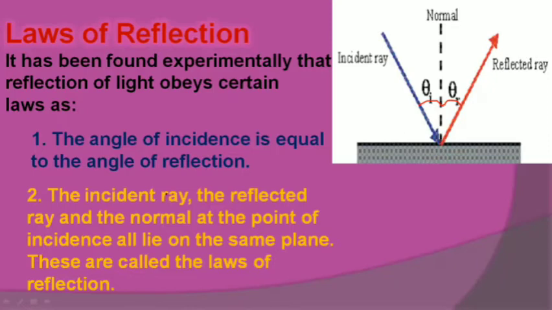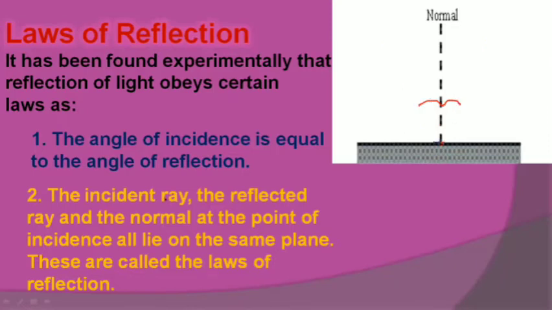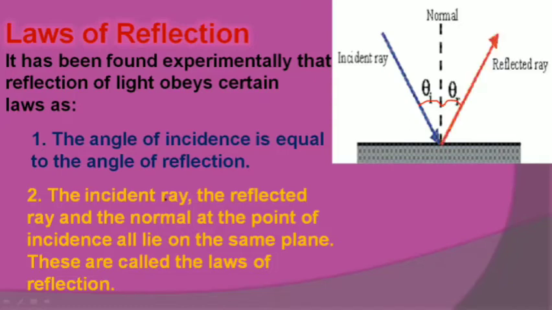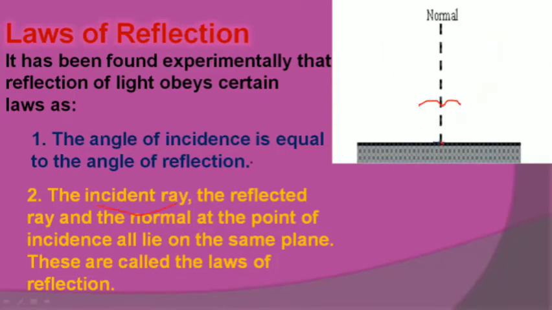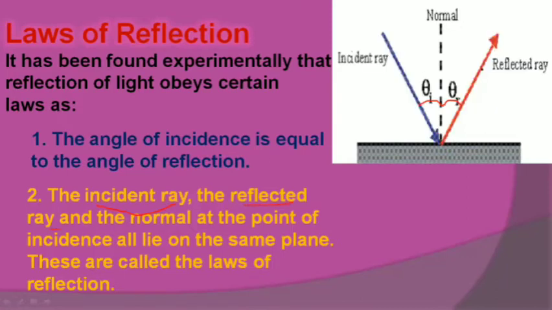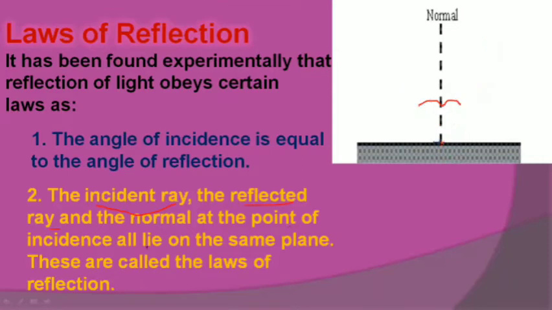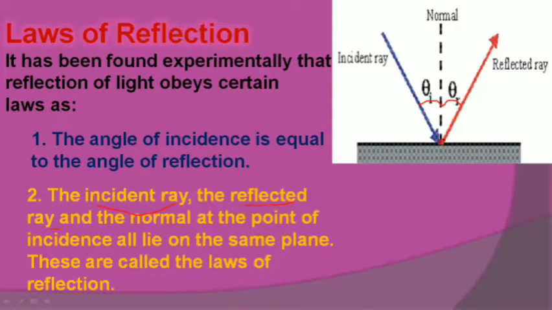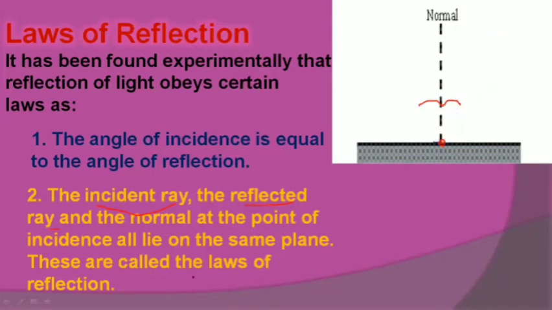Okay, so the next point, the second of the two laws of reflection: the incident ray, this one, the reflected ray, this one, and the normal at the point of incidence, this one, all lie on the same plane. These are the laws of reflection. All lie on the same plane.